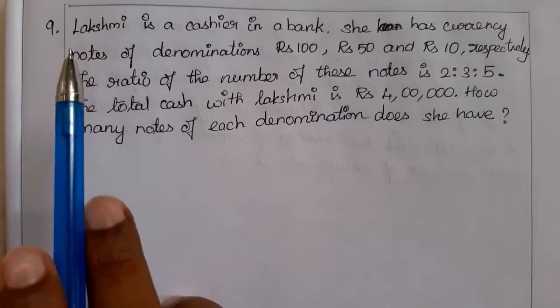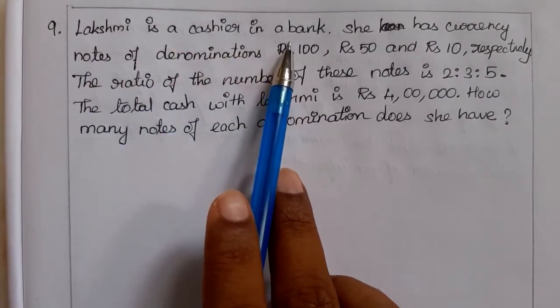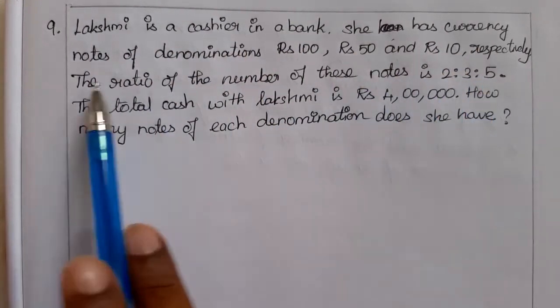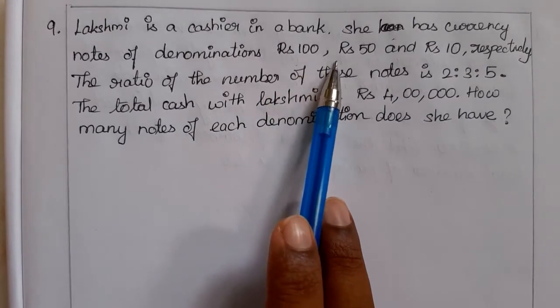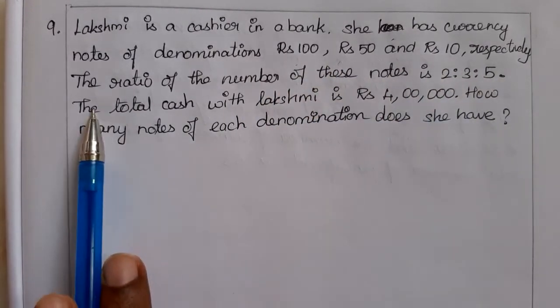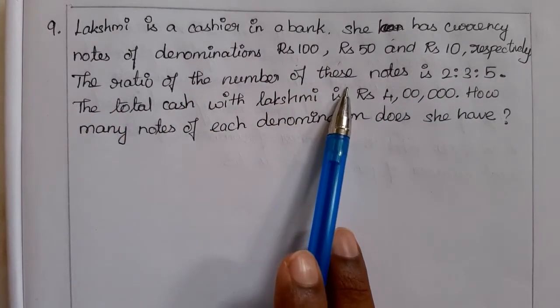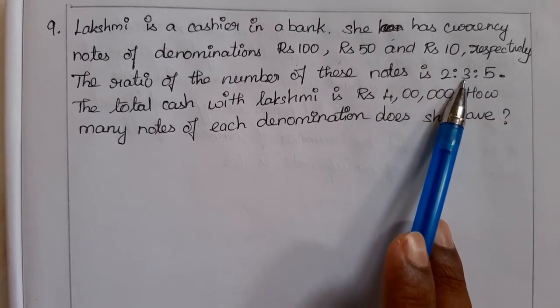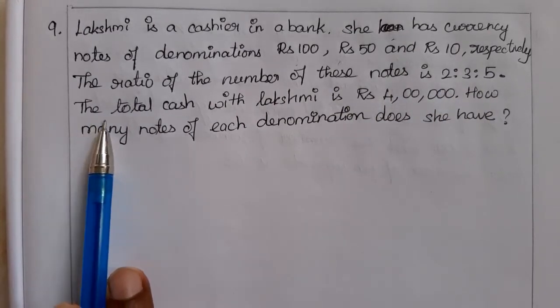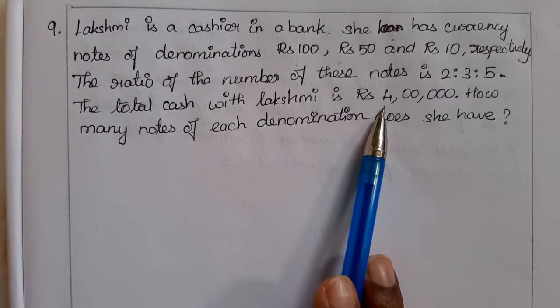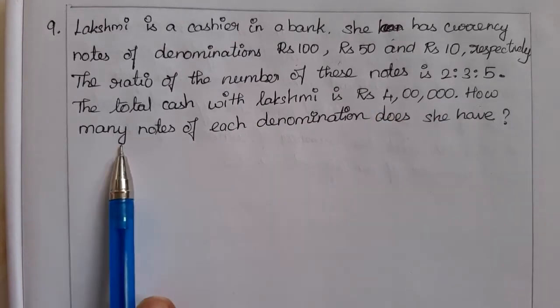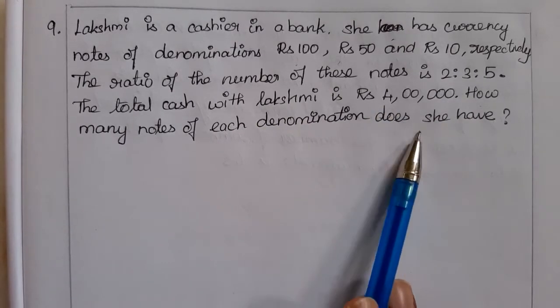So next problem: Lakshmi is a cashier in a bank. She has currency notes of denomination rupees 100, rupees 50, and rupees 10 respectively. The ratio of the numbers of these notes is 2:3:5. The total cash with Lakshmi is rupees 4 lakh. How many notes of each denomination does she have?